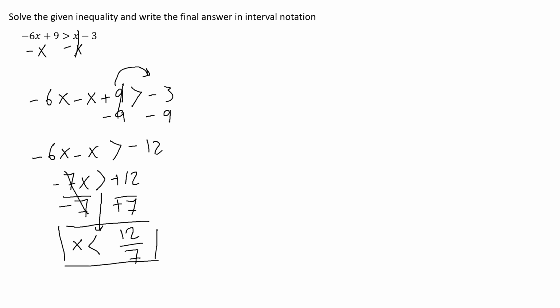Now we need to write it in interval notation. To represent that on the number line, we have this side going towards negative infinity and this side going to positive infinity, and we have our 0, with the negative region here and the positive region here. Our value is going to be in the positive region, so it says that x is less than 12 over 7.